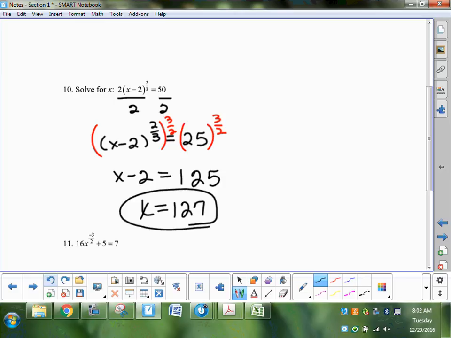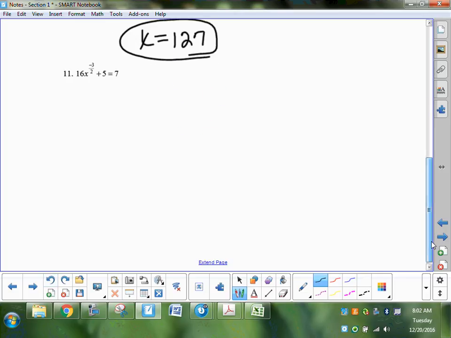Noah, what would your first step in 11 be? Subtract 5. So we would get 16x to the negative 3/2 power is going to be equal to 2. What would we do now from here, Maddie? So x to the negative 3/2 power is equal to what? Next up from here, Peter, what would you go through and do?